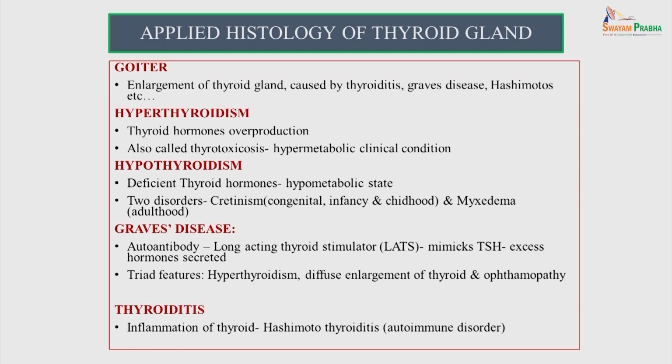The next condition is Graves' disease. There is presence of autoantibodies which are long-acting thyroid stimulators which mimic thyroid stimulating hormone, hence leading to excess secretion of hormones by the thyroid gland. It has three unique features: hyperthyroidism, diffuse enlargement of the thyroid, and ophthalmopathy. Thyroiditis is inflammation of the thyroid. It leads to a condition called Hashimoto's thyroiditis, which is an autoimmune disorder.